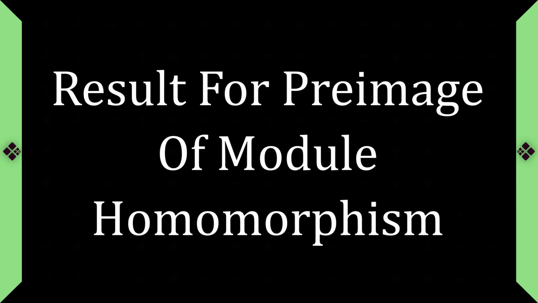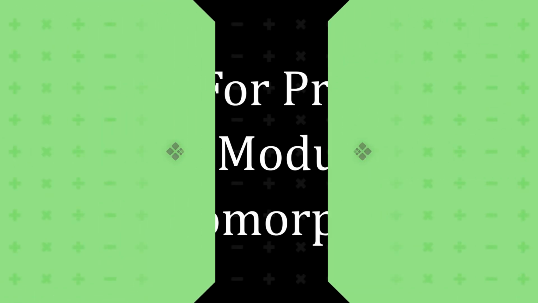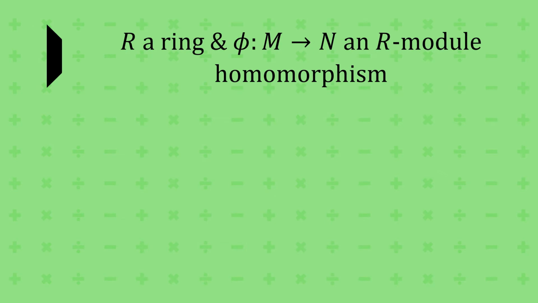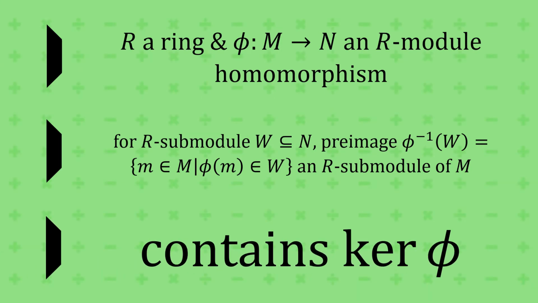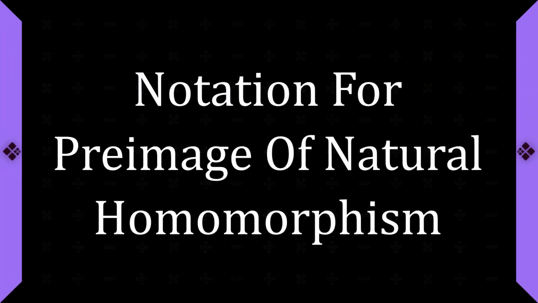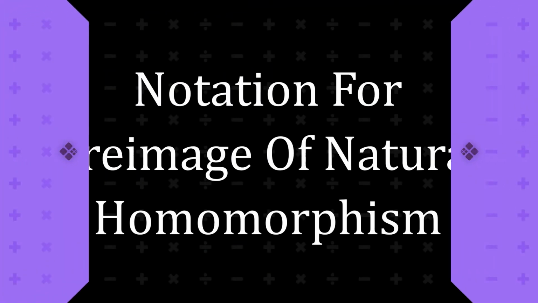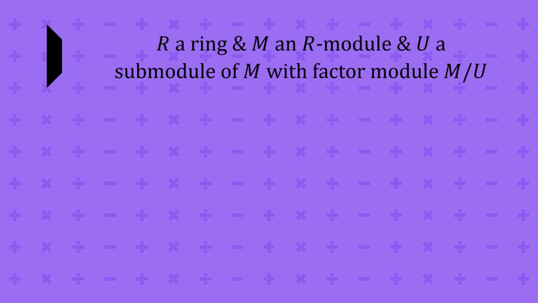Now let's give a useful result for the pre-image for module homomorphism. Let R be a ring, and let phi from M to N be an R module homomorphism. Then, for every R submodule W of N, the pre-image is an R submodule of M, which contains the kernel of phi.